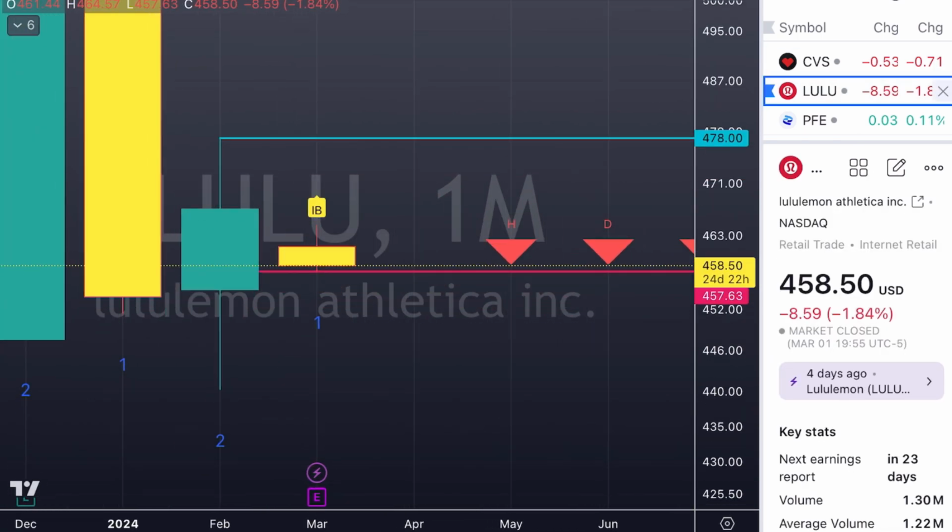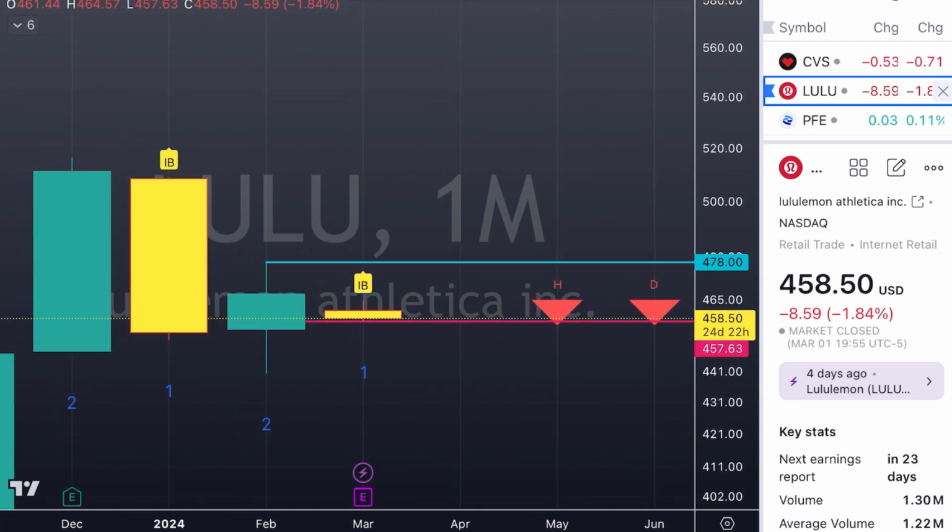Lulu had a 2 down that finished green. So what that tells me is, and here's another inside bar example, okay? We triggered, we hit the targets. It did what it said it was going to do. You should have taken some profit, and then it reversed.